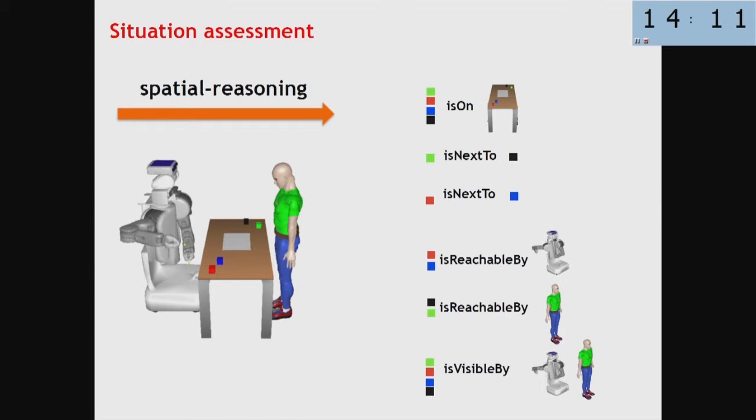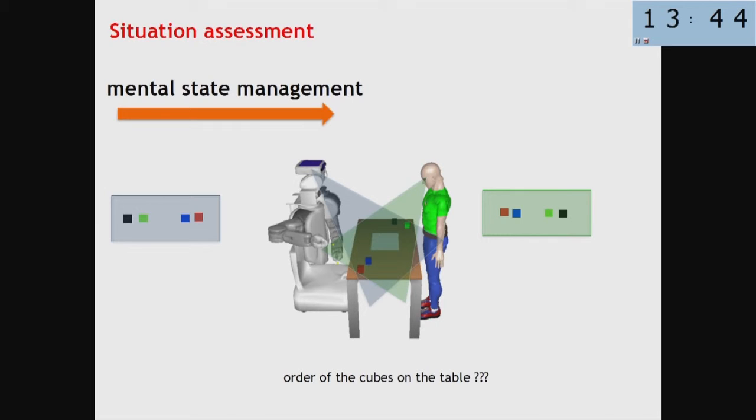So, for example, we can compute with geometry that a cube is on the table, that one cube is next to another one, that some cubes are reachable by the robot, some others are reachable by the human, and some cubes are visible by both of them. And we do that from the point of view of the robot, but we also have to do that from the point of view of the human. Because, for example, the order of the cubes on the table is different from the robot's point of view and from the human's point of view.